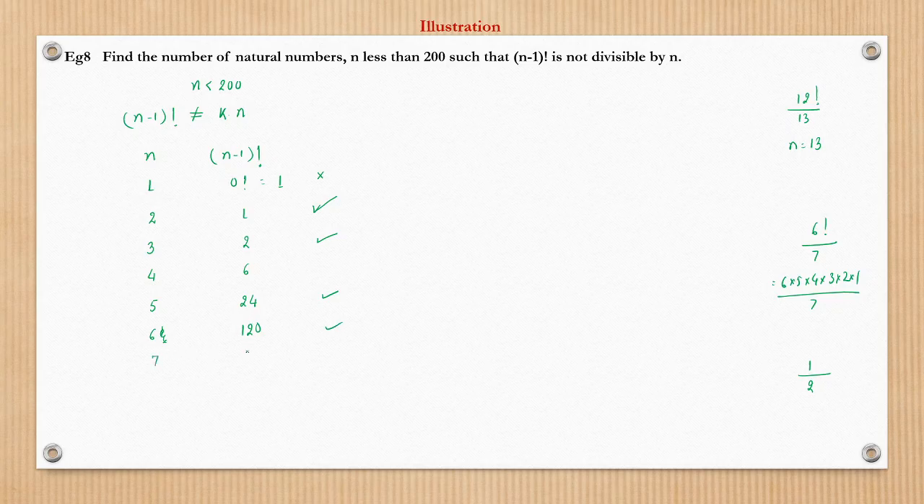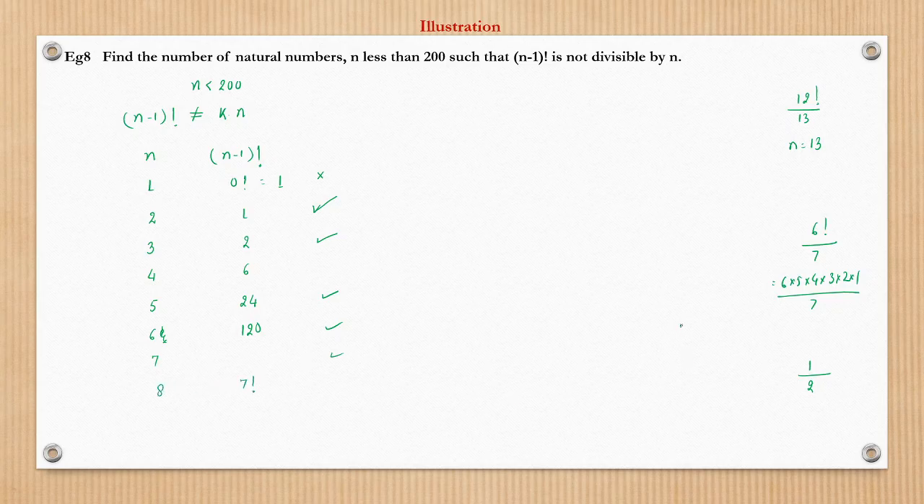Then 7, if I take, then 7, 6 factorial upon 7. So again, this will not be divisible. This I have seen here. So not divisible. If I take 8, then it will be 7 factorial.